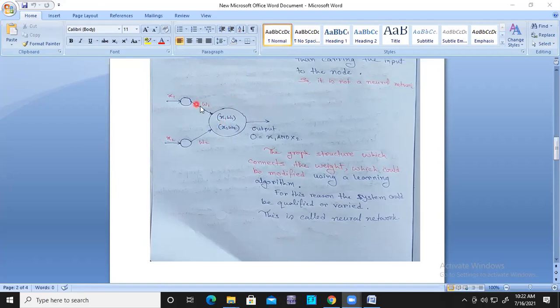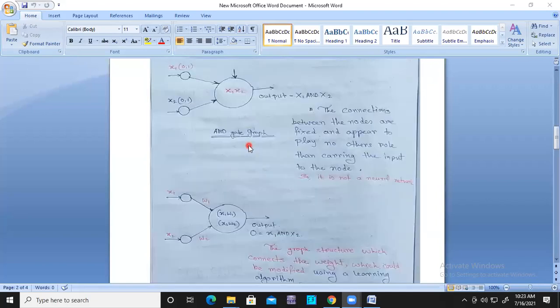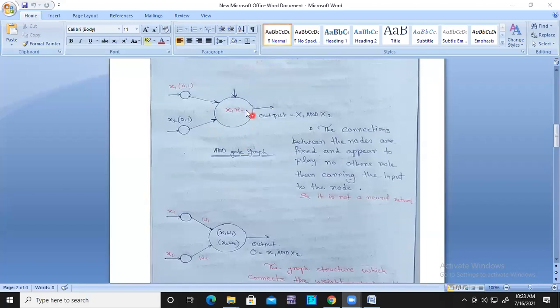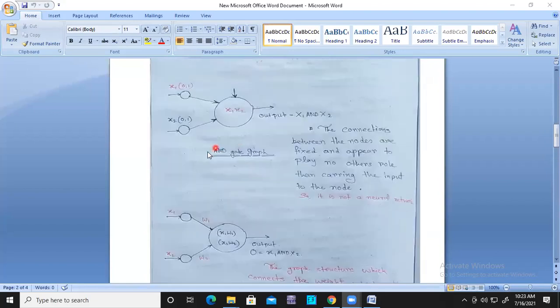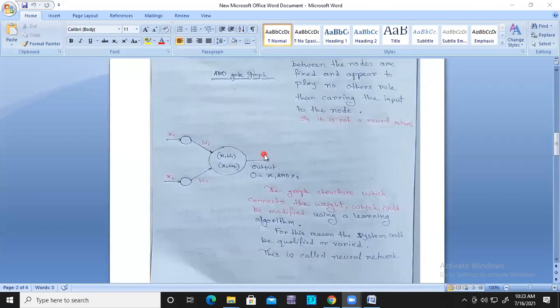Okay, so it is just weighted, and it has some label value, and in this case you get some summation and get some functions, because after summation, which thing it needs to represent is decided by the function. So this is called the neural network. Okay, and this is called the AND gate neural network. This is the AND gate graph. Okay, so I think you can understand this.